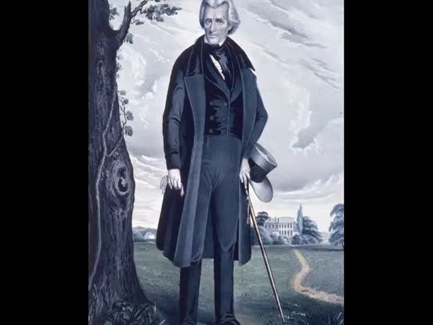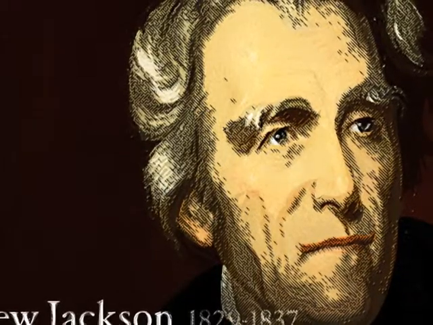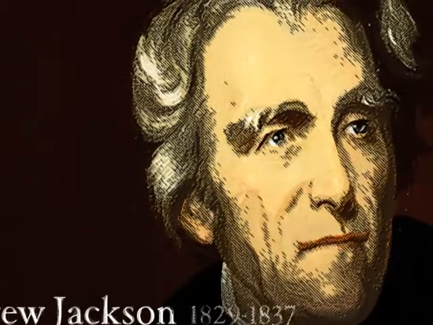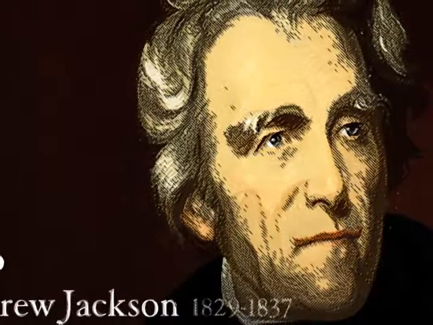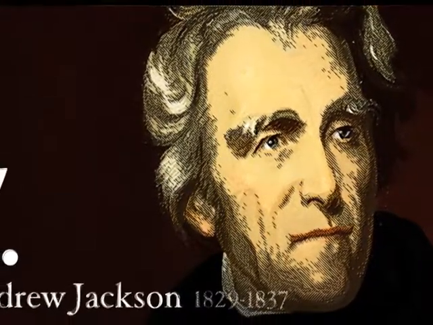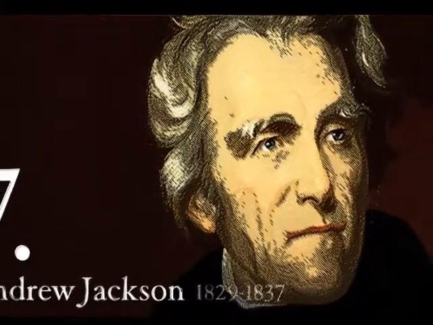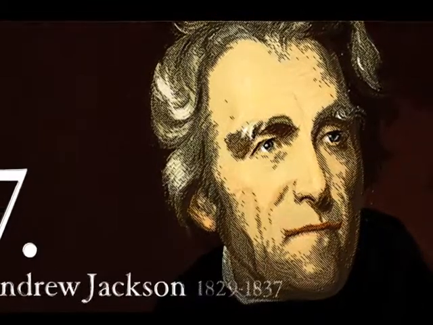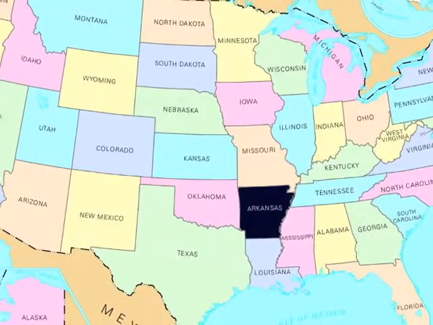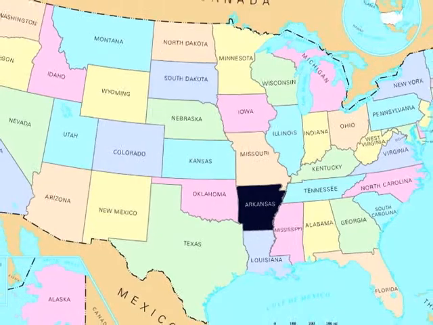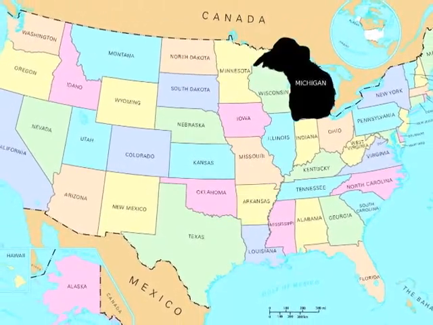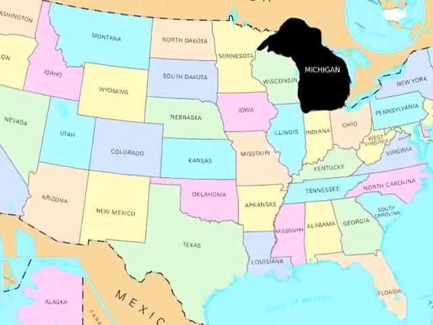Andrew Jackson was born on March 15, 1767. He was elected for 2 terms. He was nicknamed Old Hickory and King Andrew. During his service, 2 states entered the Union. They were Arkansas in 1836 and Michigan in 1837.